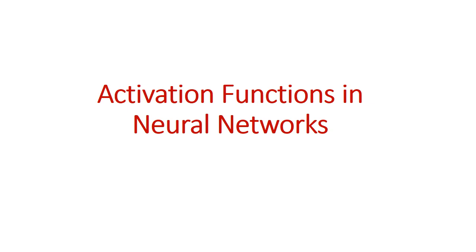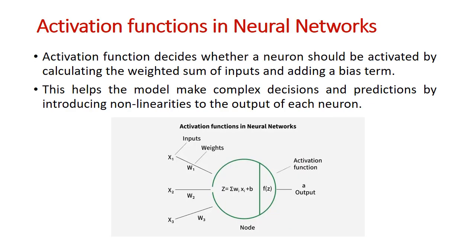Activation functions in neural networks. An activation function decides whether a neuron should be activated by calculating the weighted sum of inputs and adding a bias term. This helps the model make complex decisions and predictions by introducing non-linearities to the output of each neuron.